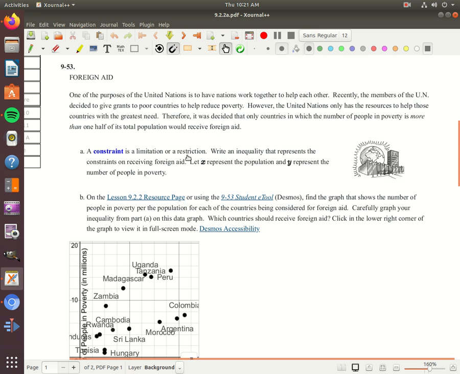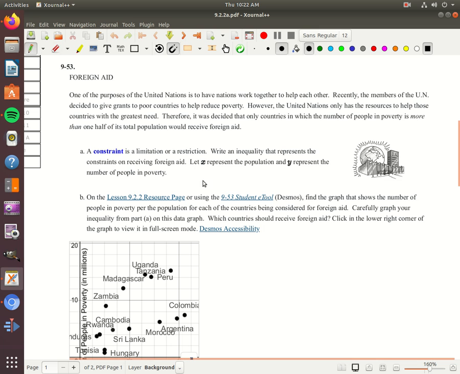So a constraint is a limitation or a restriction. If you study business like I did in college, you're going to come across a lot of constraints, and you do a lot of this kind of math. Maybe something like, you can only put so many pallets on a train cart is a constraint, or you can only make so much orange juice in a day is a constraint or a restriction. So those constraints come up a lot in this kind of math. Anyway, it says write an inequality that represents the constraints of receiving foreign aid.